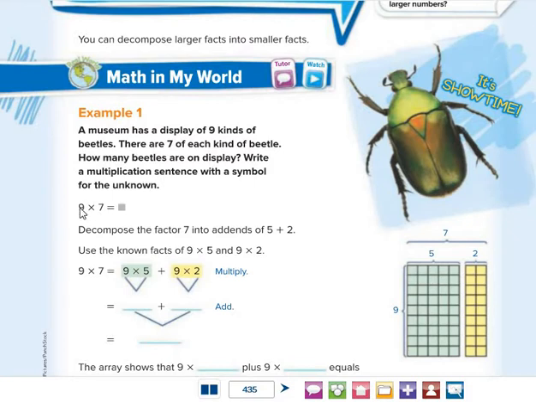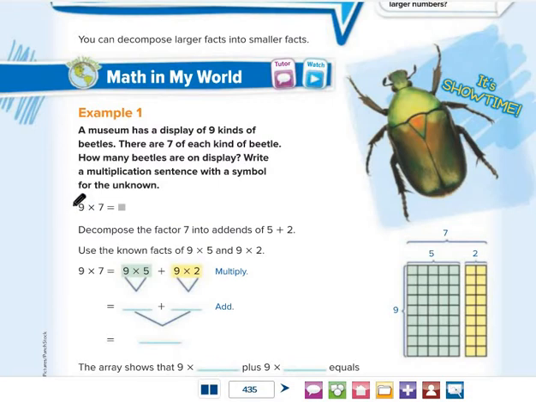We have to find 9 times 7 equals what? This is the symbol of the unknown. This is the unknown fact. We can decompose the large fact into two smaller facts. Even if we cannot decompose any of these factors into two equal addends, we can decompose any of these two factors into two addends, even if they are not equal.